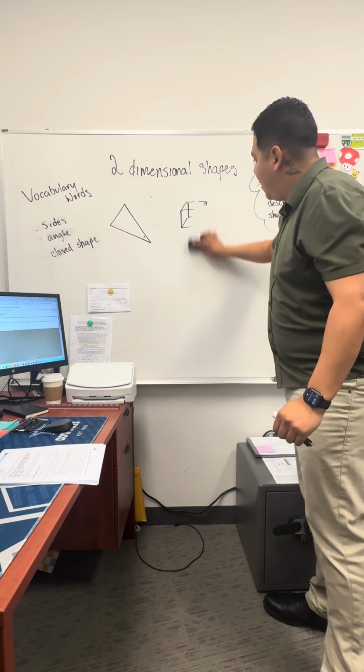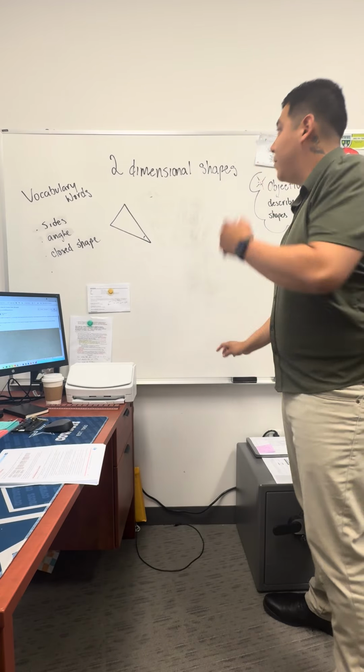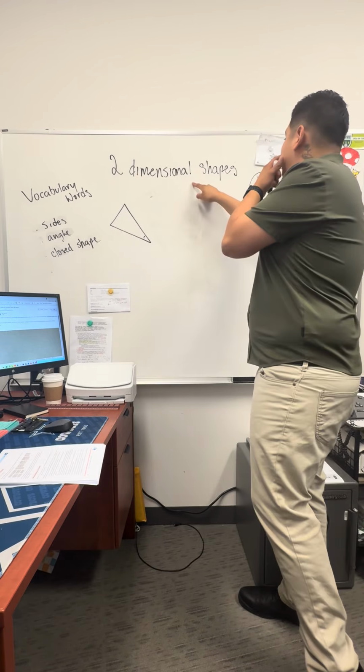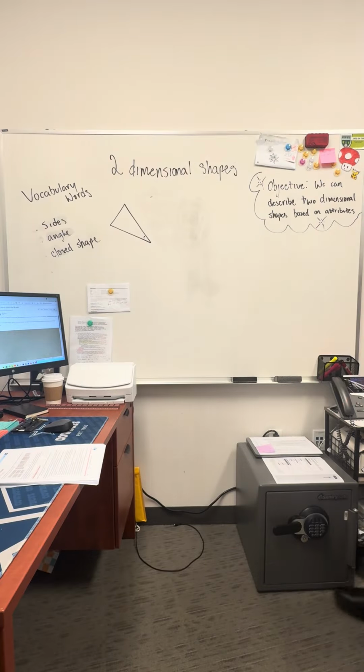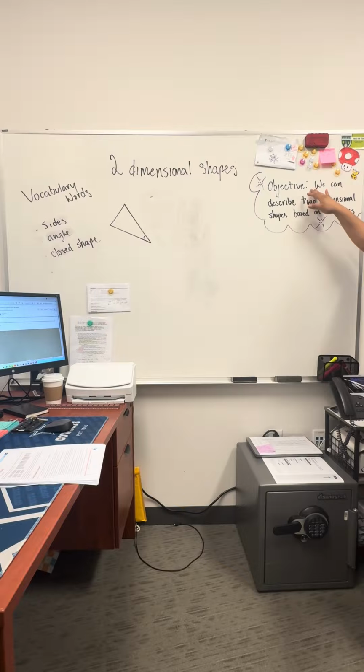So just keep that in mind whenever we're going over our shapes today, that we are only going to be going over two-dimensional shapes. And today's objective is, once we're done with our lesson and get a little bit of practice, we are going to be able to describe two-dimensional shapes based on attributes. Now that's a pretty big key word right there, attributes. What do you think that means, class?